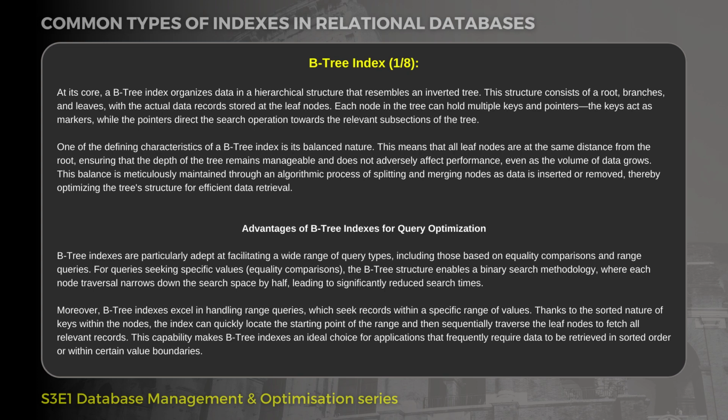Moreover, B-tree indexes excel in handling range queries, which seek records within a specific range of values. Thanks to the sorted nature of keys within the nodes, the index can quickly locate the starting point of the range and then sequentially traverse the leaf nodes to fetch all relevant records. This capability makes B-tree indexes an ideal choice for applications that frequently require data to be retrieved in sorted order or within certain value boundaries.